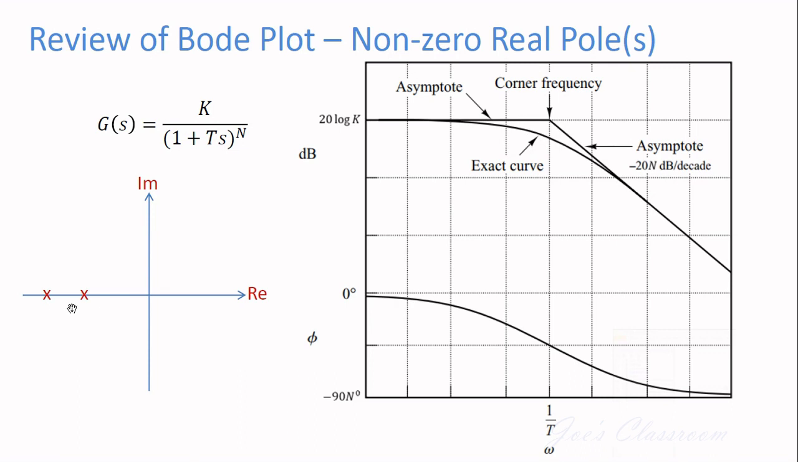And the phase plot is going to start from 0 and it is going to end at minus 90 n degrees. And we came across something called corner frequency. Corner frequency is the frequency at which the asymptotes of the exact Bode plot intersect, and therefore we get the asymptotic Bode plot as well as the exact Bode plot.